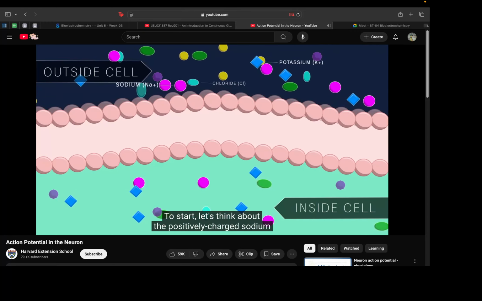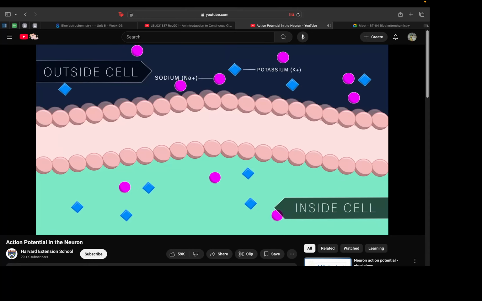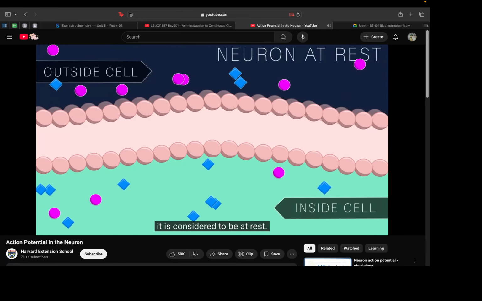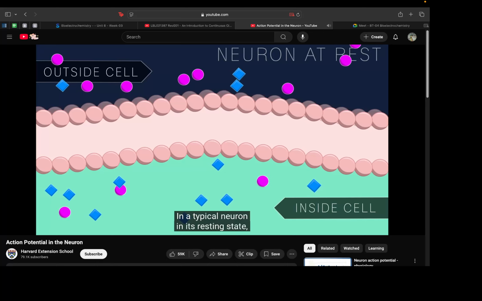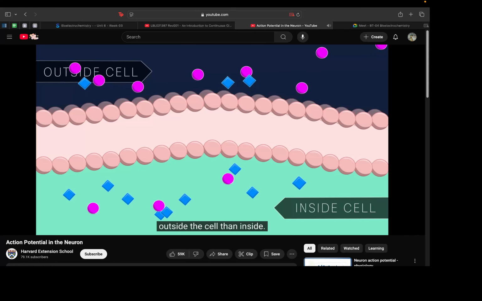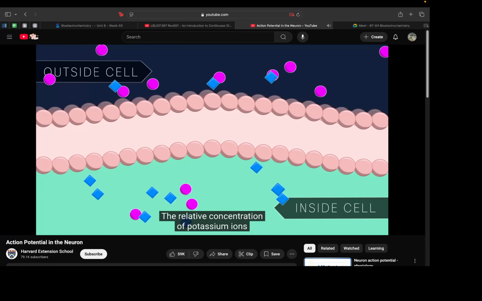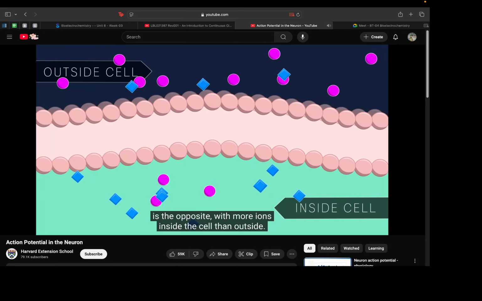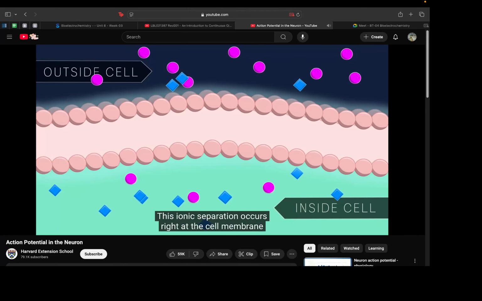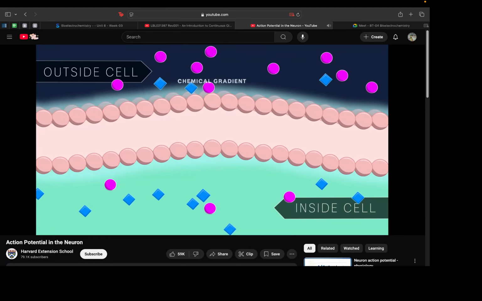To start, let's think about the positively charged sodium and potassium ions. When a neuron is not sending a signal, it is considered to be at rest. In a typical neuron, in its resting state, the concentration of sodium ions is higher outside the cell than inside. The relative concentration of potassium ions is the opposite, with more ions inside the cell than outside. This ionic separation occurs right at the cell membrane and creates a chemical gradient across the membrane.